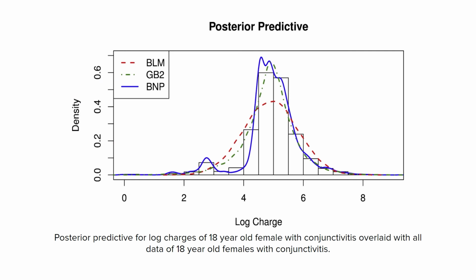This figure shows the different models overlaid with the log charges of all 18-year-old females with conjunctivitis. The Bayesian nonparametric model was able to create a distribution that correctly captured the behavior of the tail, whereas the two other models did not.